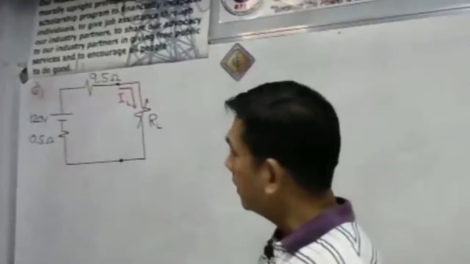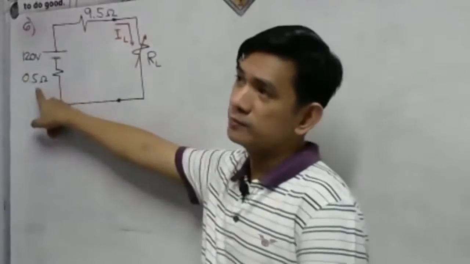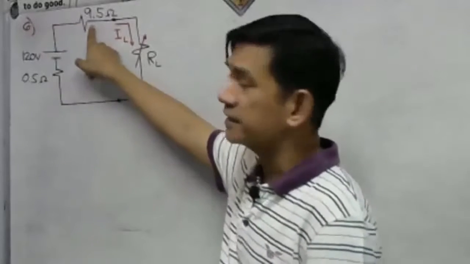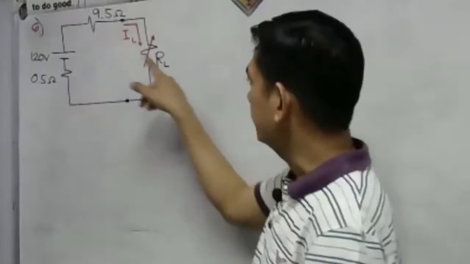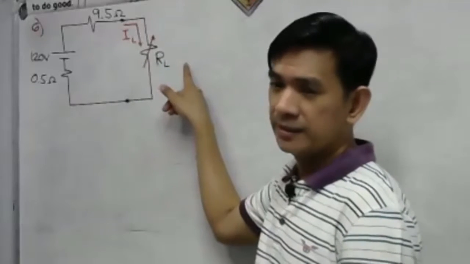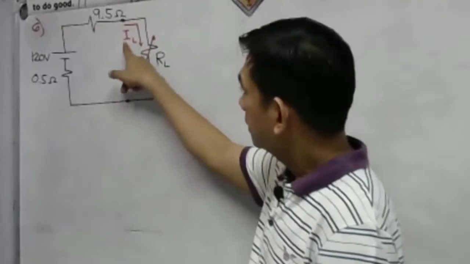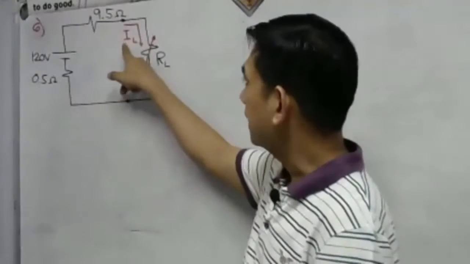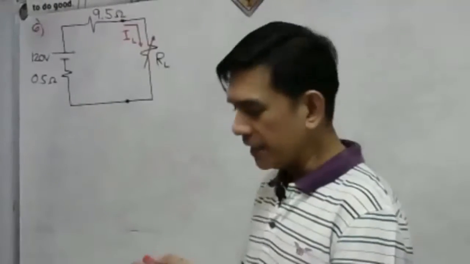Okay. So we have a 120 volt source. It has internal resistance of 0.5 ohms. And that is connected through a line resistance. So we have a line resistance here of 9.5 ohms. Then we have a variable resistor RL. So we are asked to find here our IL. So this is our IL. Okay. So what is our IL?